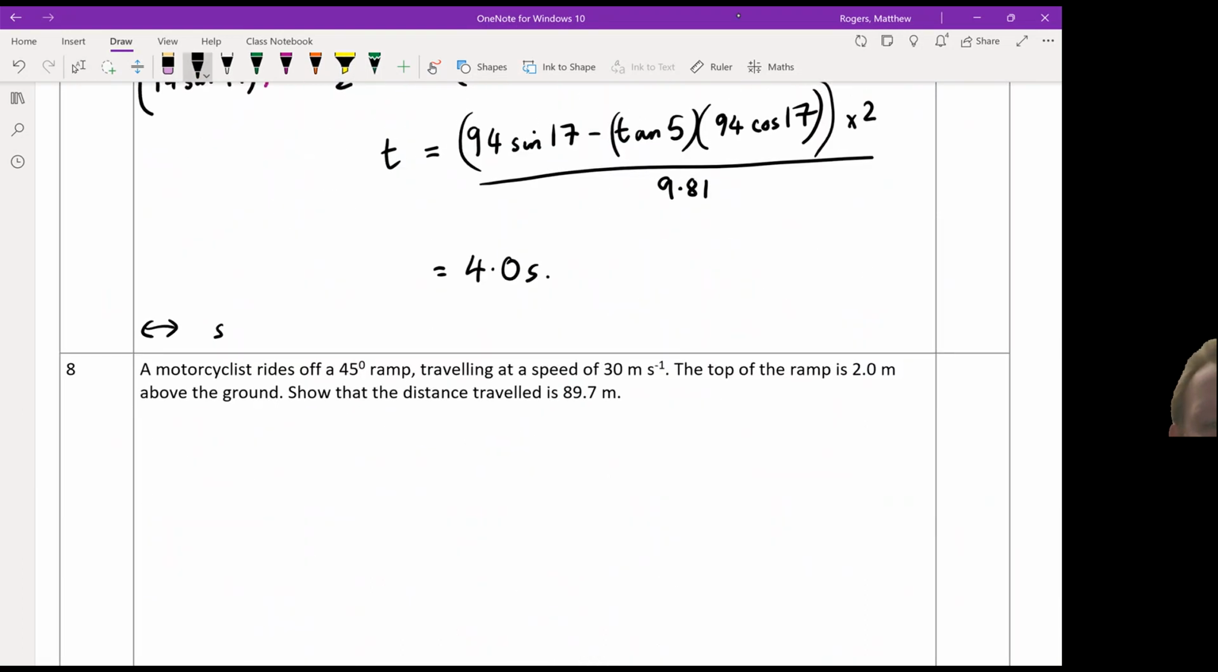So we can say s is equal to ut, which in this particular case, we're back to it traveling horizontally at 94 cos 17 meters per second for 4 seconds, which gives us our final answer of 359.5 meters. We're going to round it to 360 meters.